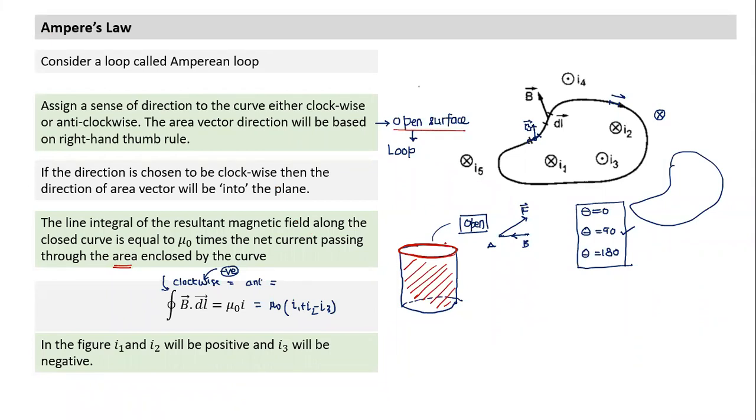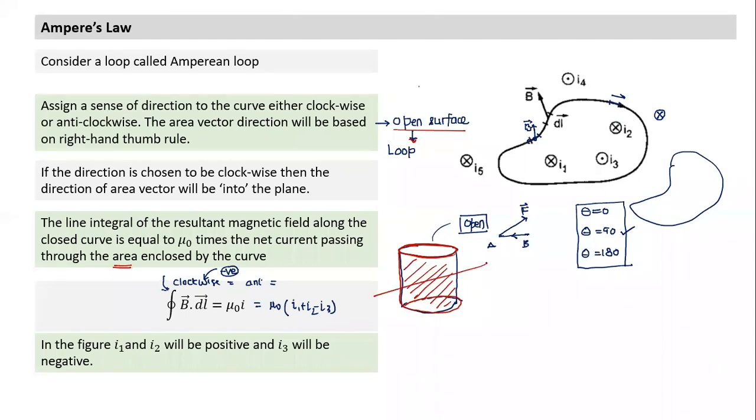Okay, you understood what an open surface is? Any open surface will have a loop. So when we apply the line integral of the magnetic field along the closed curve, it is equal to the net current passing through the area enclosed by the curve. What is the area enclosed by the curve? Not the entire circular surface. I can assume the surface to be like a cylinder. It has a bottom circular surface and a side curved surface.